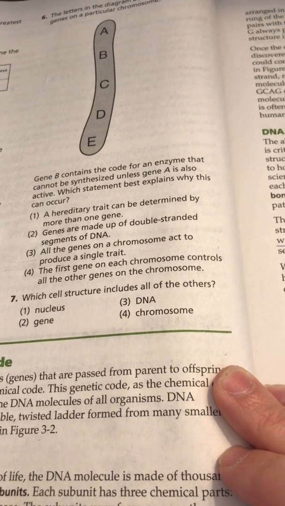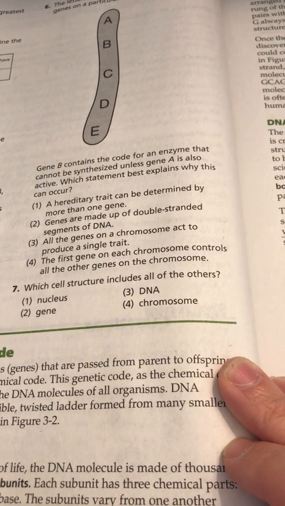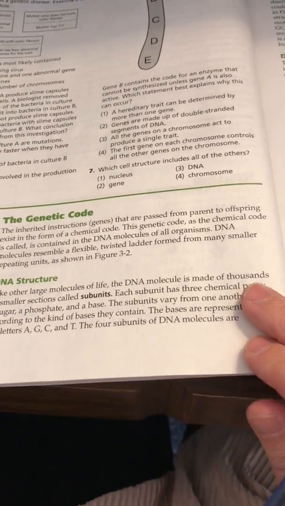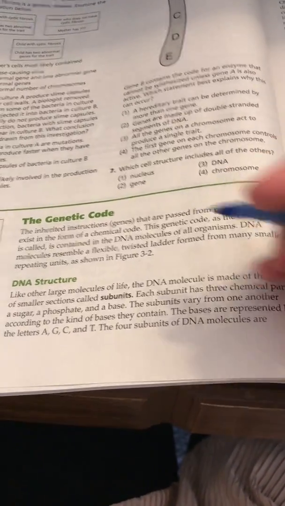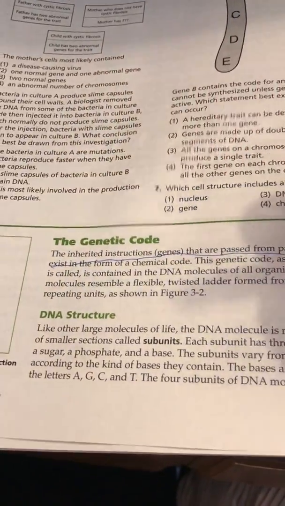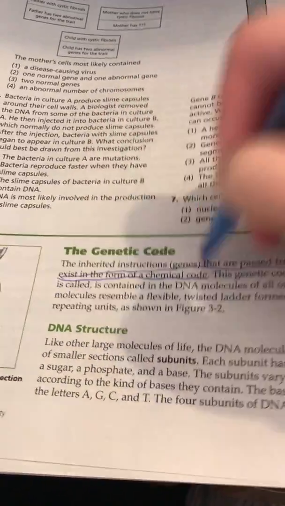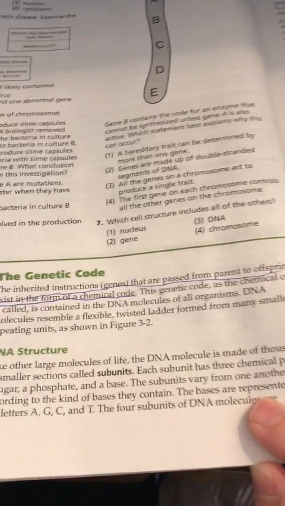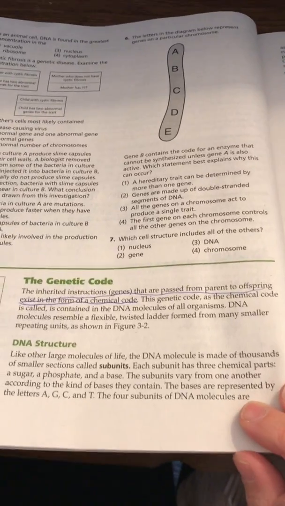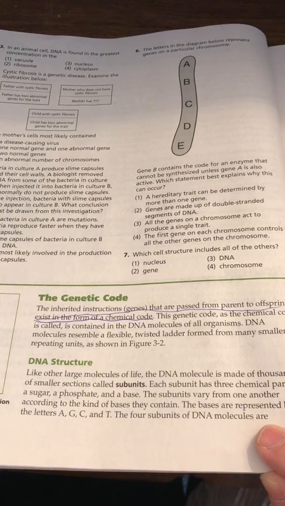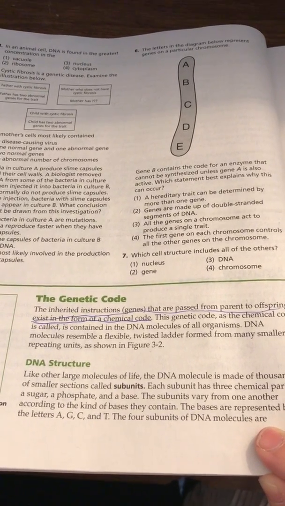Number 7. Which cell structure includes all of the others? Nucleus, gene, DNA, chromosome. The genetic code. The inherited instructions, genes, that are passed from parent to offspring exist in the form of a chemical code. This genetic code, as the chemical code is called, is contained in the DNA molecules of all organisms. DNA molecules resemble a flexible twisted ladder formed from many smaller repeating units.